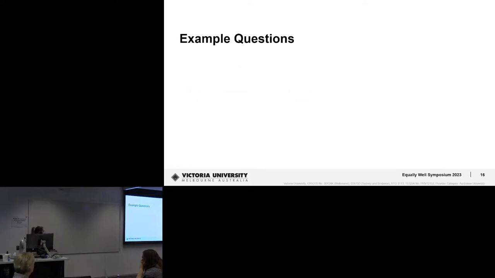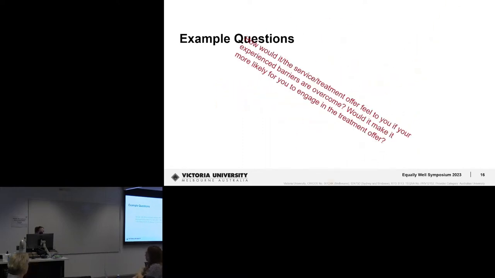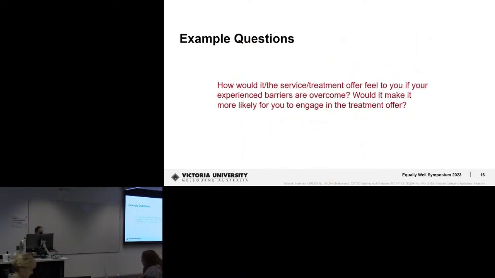So just a few example questions that were asked in the focus group. For example, how could an ideal physical activity treatment or program offered by a health service look like for you to want to participate in it? And another example question was, how would the treatment offer feel to you if your experienced barriers are overcome? Would it make it more likely for you to engage in the treatment offer?